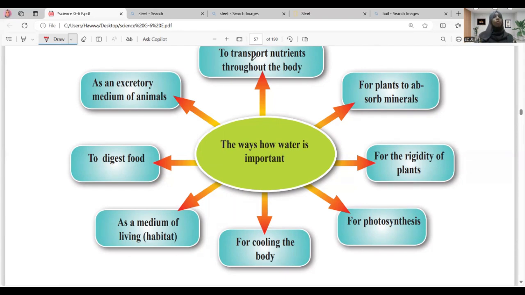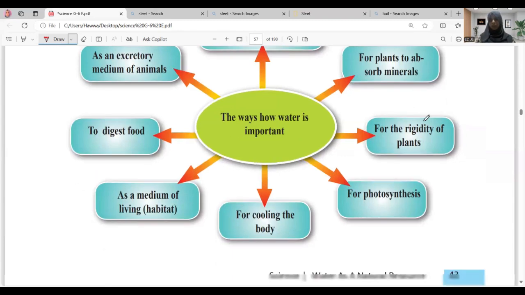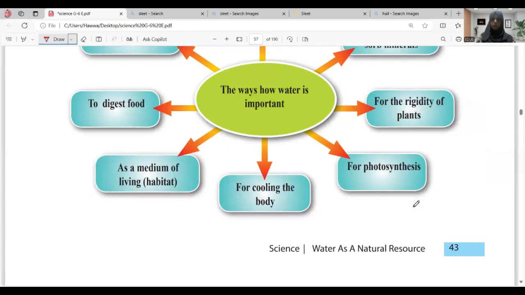To transport nutrients, because water spreads everywhere. So water is dragging the nutrients, water is dragging the minerals towards the human and plant body. So for the rigidity of plants, when there is no water, the plant is going to die. It's going to be weak. And then for photosynthesis, when a plant needs to produce new food, they need water. Without water, they can't produce new food.